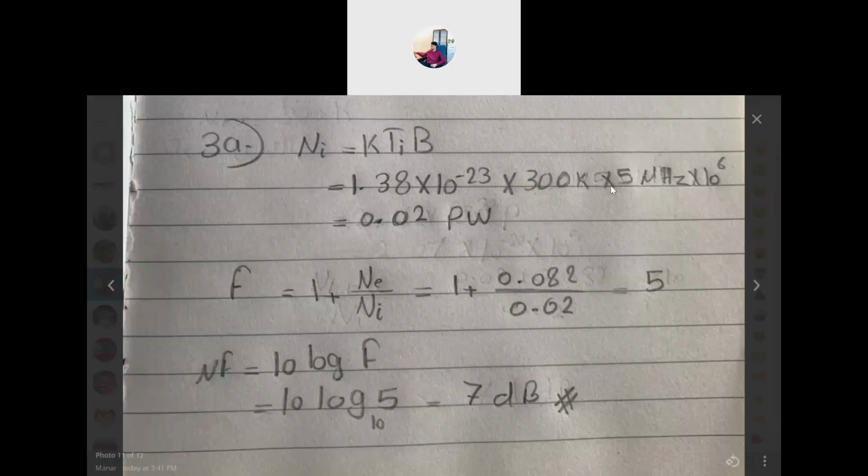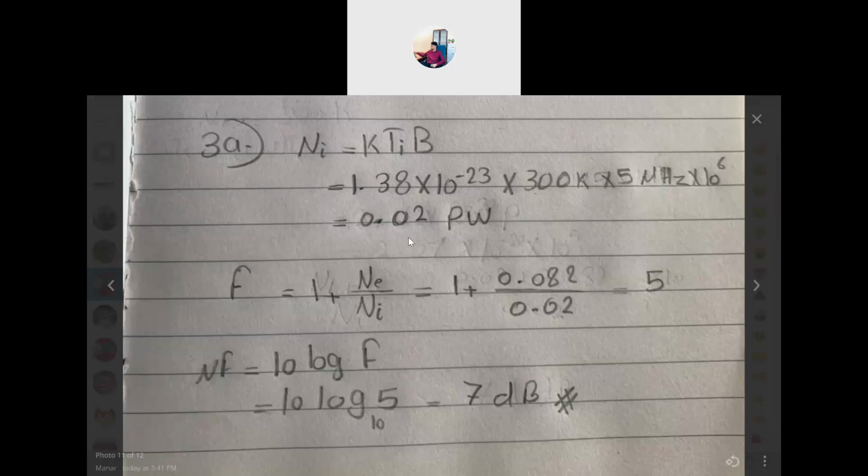And then you have bandwidth. Bandwidth is given as 5 megahertz, which is 5 times 10 to the power of 6. So the answer is 0.02 picowatt. So it's correct. It's actually small. If you find noise to be a big number, then it's illogical. Because noise is something that we do not intend to happen. It will happen naturally, and normally it is not too big compared to the real signal. So this value is logical.